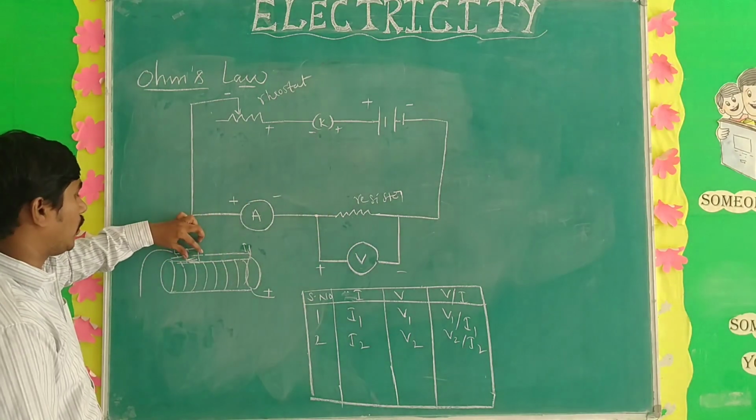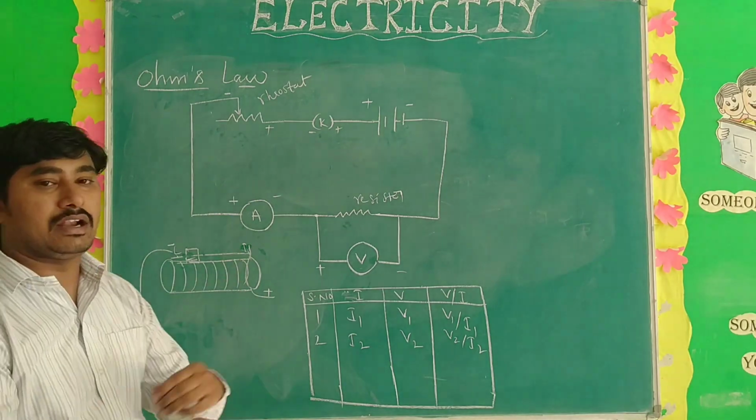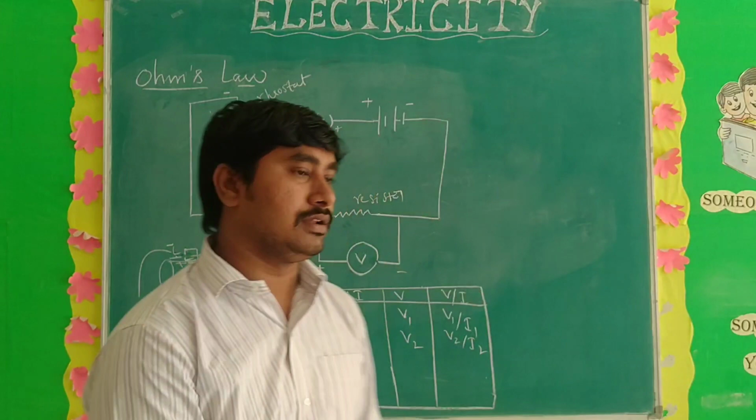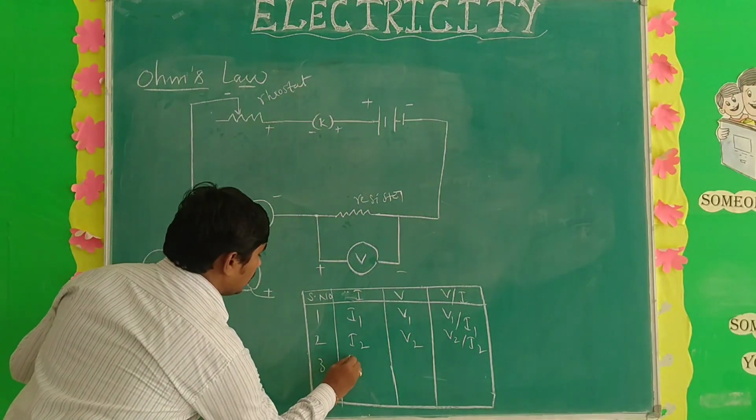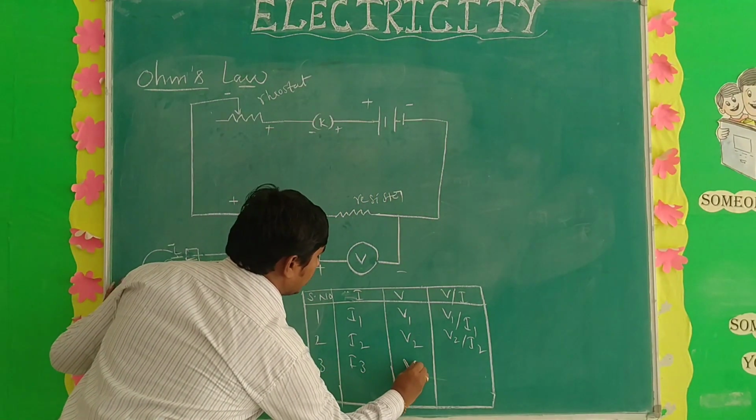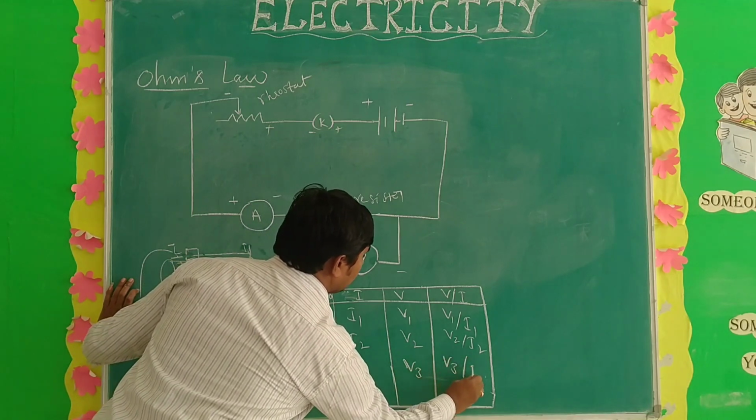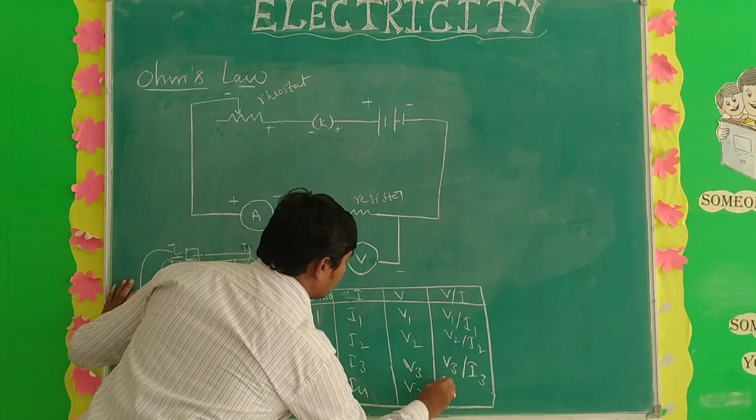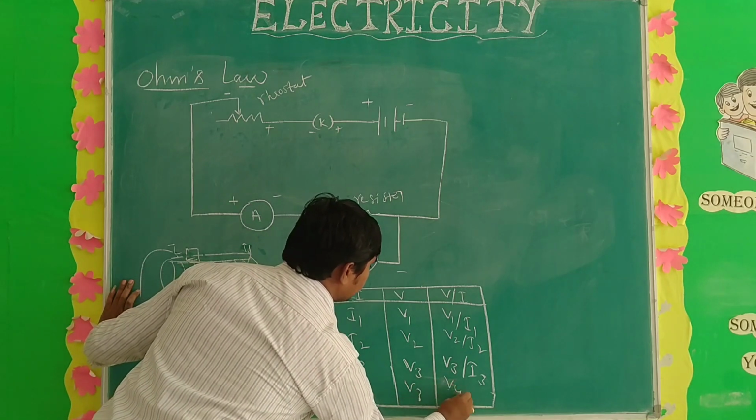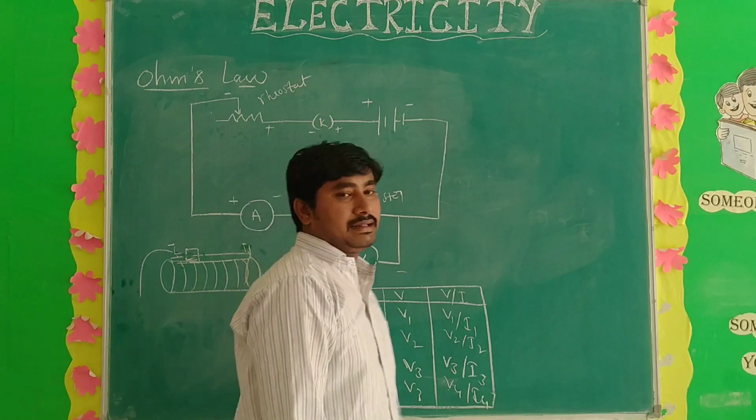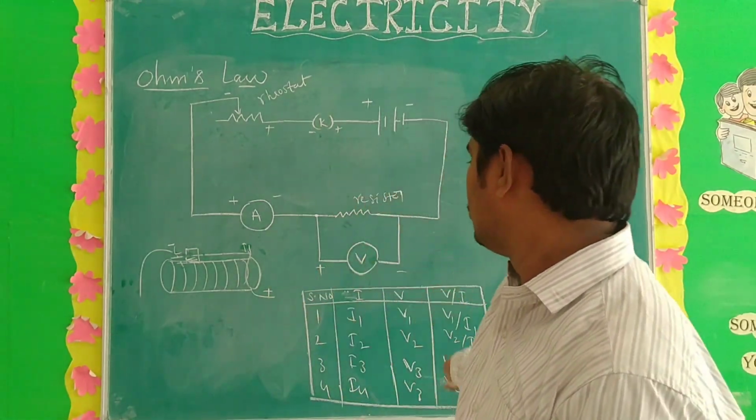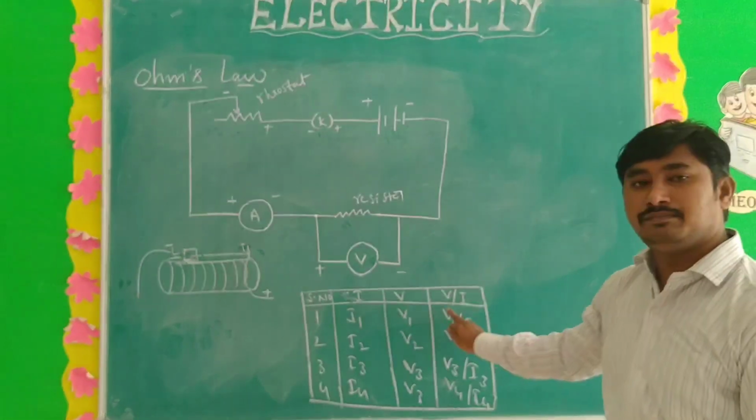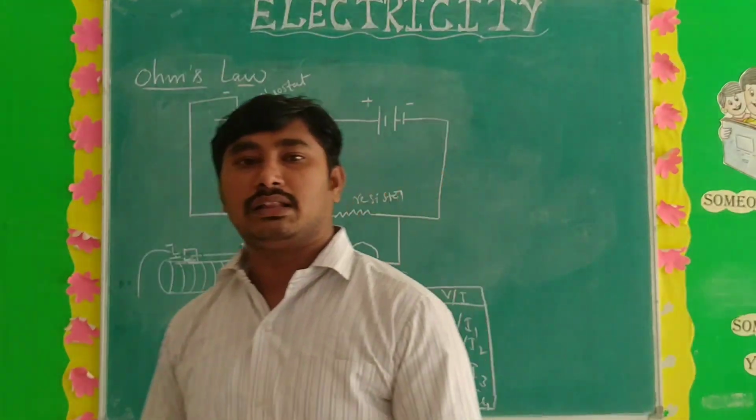Again you change the point to one more place. So you have to vary the rheostat value and check the ammeter value and the voltmeter value and write like this. Okay, you take this in different conditions, like this, and I4, V4, V4 by I4. Like this you have to make the table, with ammeter values, voltmeter values, and here V by I values. Okay. Next we have to take the graph points.